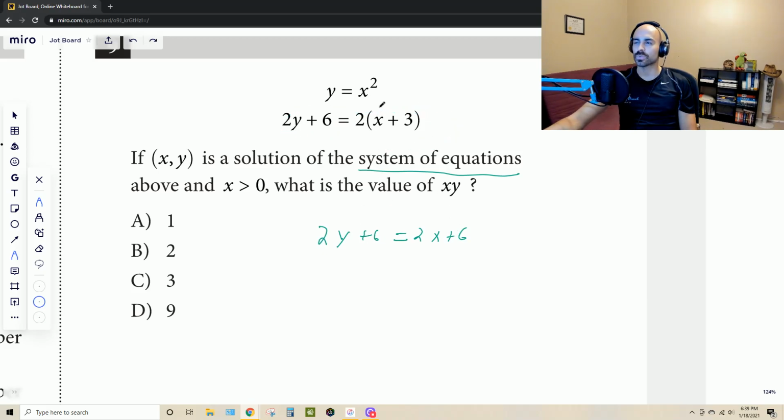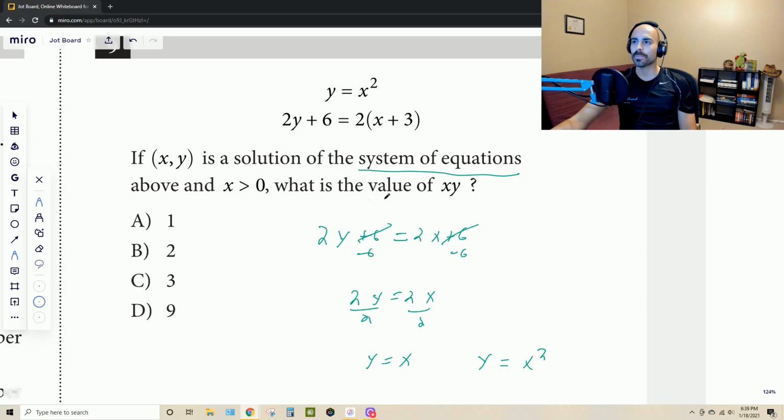So I rewrote this one here. And I get 6 to the other side, which really means I'm just canceling it out because I'm subtracting 6 on both sides. And then I see 2y equals 2x. So that looks funny. Well, that means that dividing both sides by 2 just means that y equals x. Well, I also know that y equals x squared.